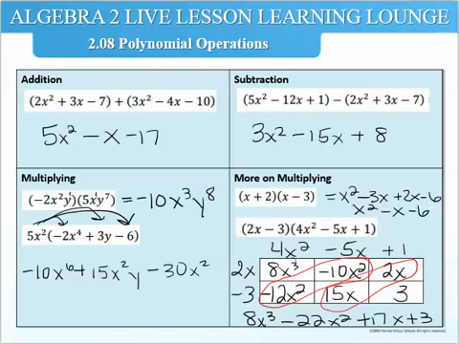Hopefully you found this a useful review for working on these skills in Module 2, which are rational exponents and radicals, solving radical equations, complex numbers, and polynomial operations. Remember, you can use this multiple times throughout the segment to review for a test, a DBA, or your final exam.